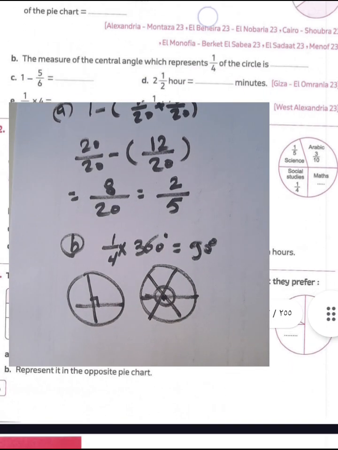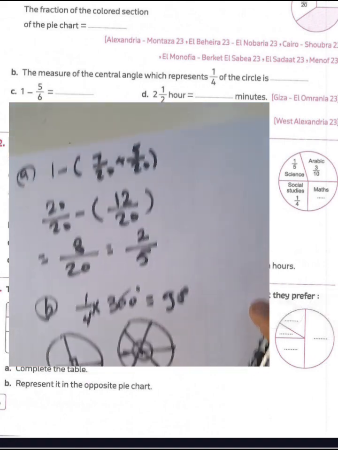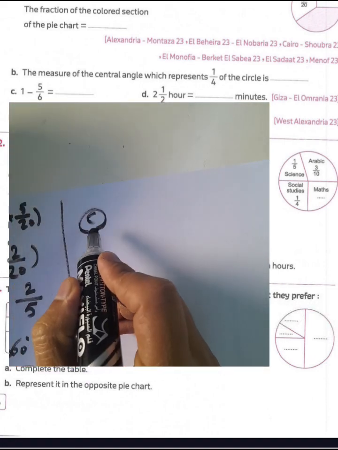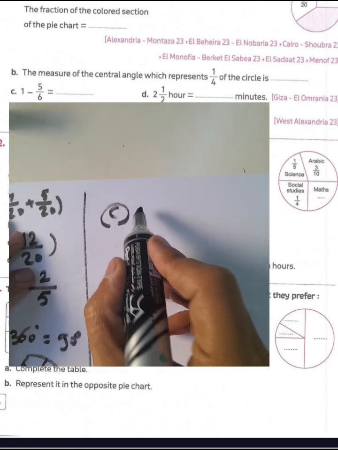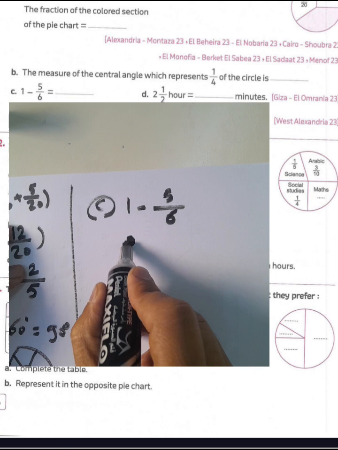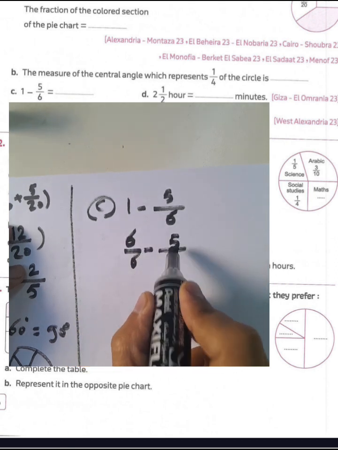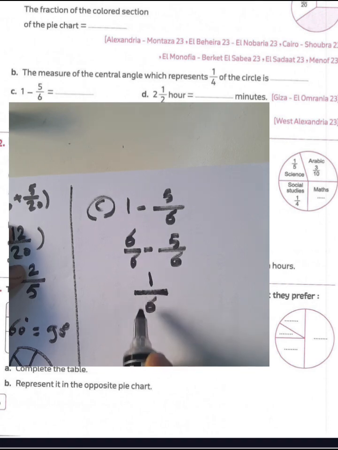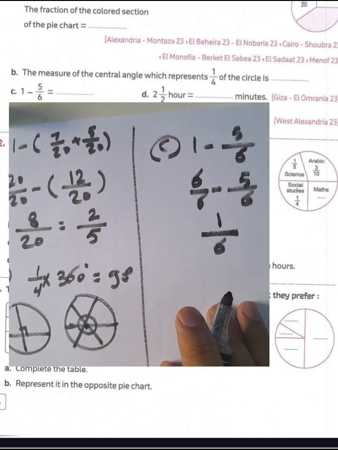Question letter C. One subtract 5 over 6. 6 over 6 subtract 5 over 6, write 6 here, and 6 minus 5 equals 1. The result will be 1 over 6.